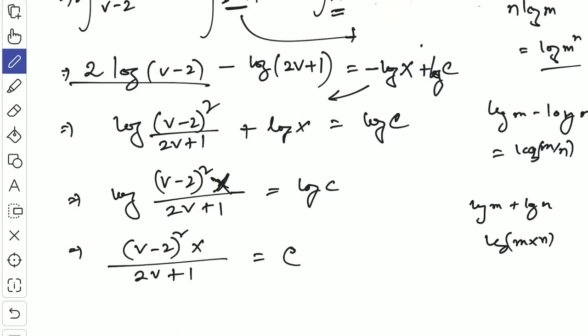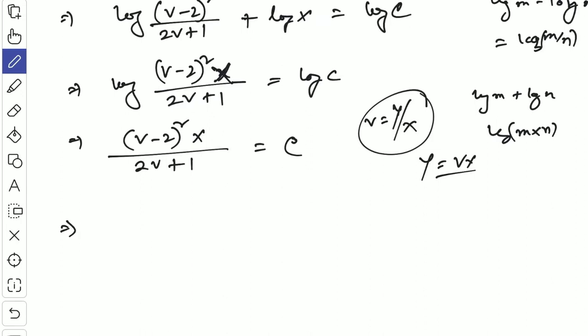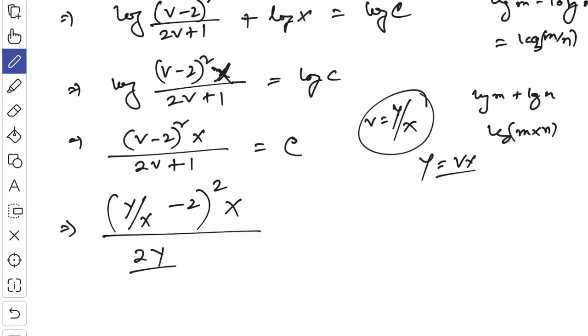So v can be replaced by y by x, isn't it? v is equal to y by x, as we have considered y is equal to vx. So if you replace v by y by x, then what you will get is (capital Y by capital X minus 2) whole square into capital X by (2 capital Y by capital X plus 1) is equal to C. That's what you will get.